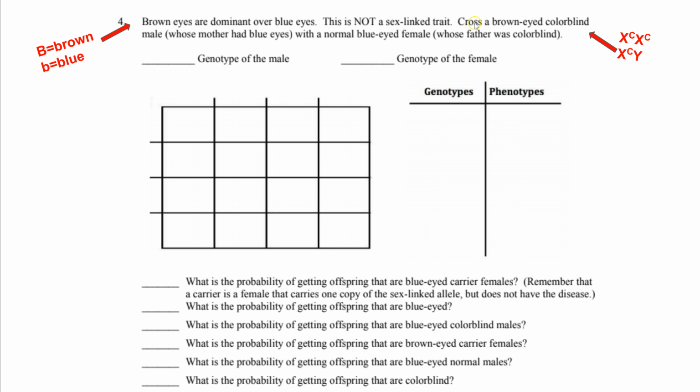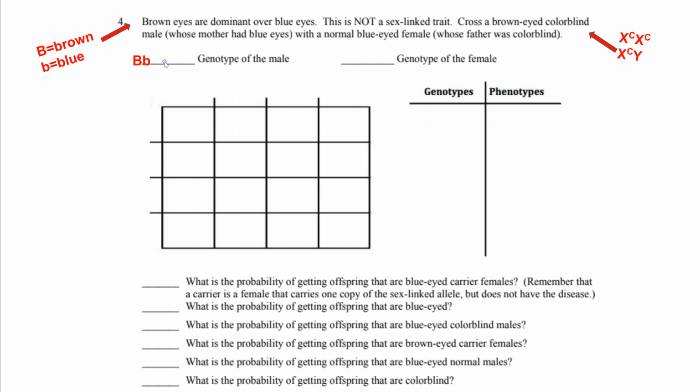Okay, so it says to cross a brown-eyed, colorblind male. So we know he's going to be XCY because he's colorblind. And we know he's going to have at least 1 big B because he's brown-eyed. But it gives us a hint here. It says his mother had blue eyes. So that means he has to have a little b too. So he's big B, little b.